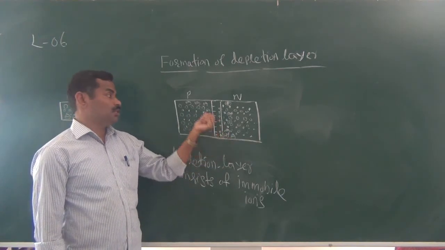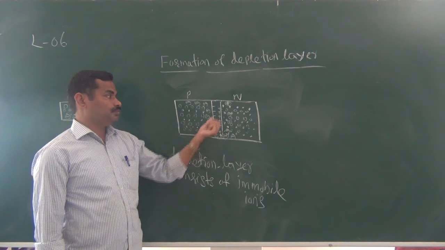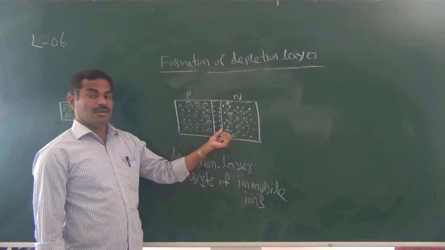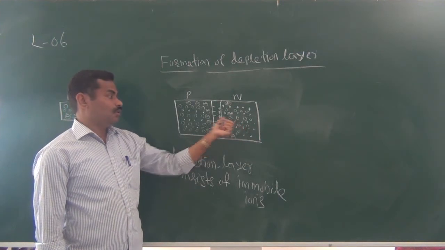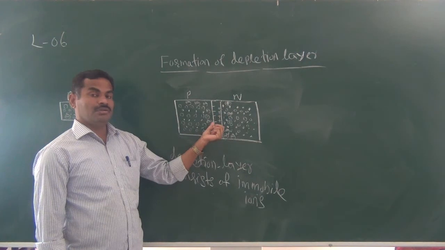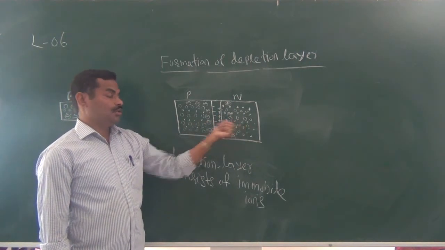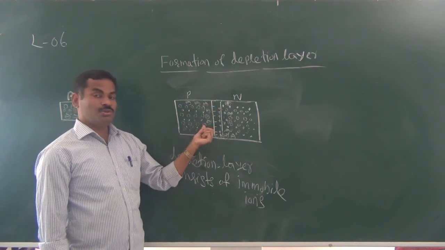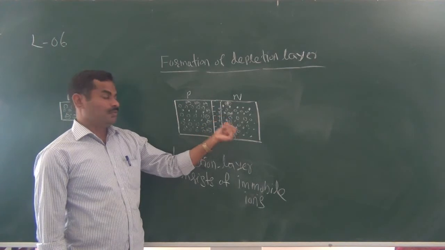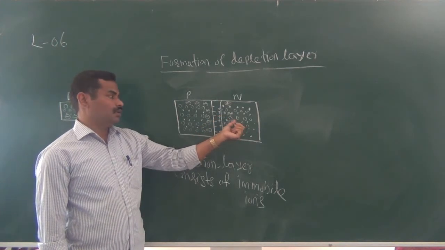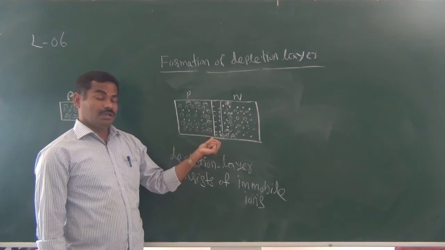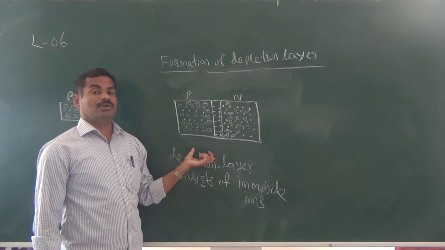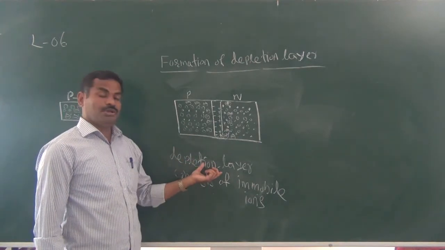Because as we know, the holes will be repelled by the positive ions. The electrons that want to come here will be repelled by these negative ions. It means they are not moving from the N side to the P side. And holes also are not moving from the P side to the N side, because these holes have positive charge and will be repelled by this positive ion. This electron having negative charge will be repelled by this negative ion. It means I can stop further diffusion of electrons and holes. This is the important property of the depletion layer.